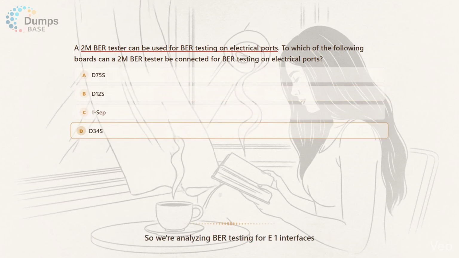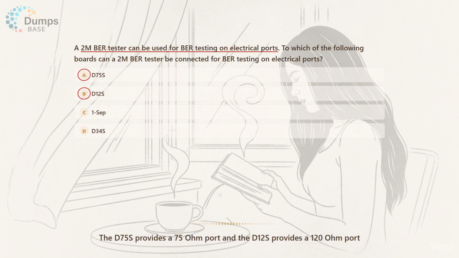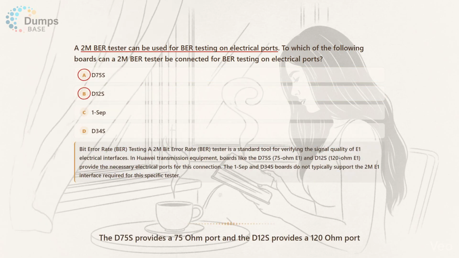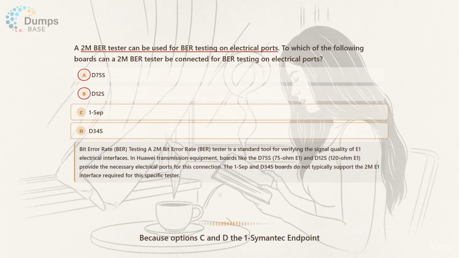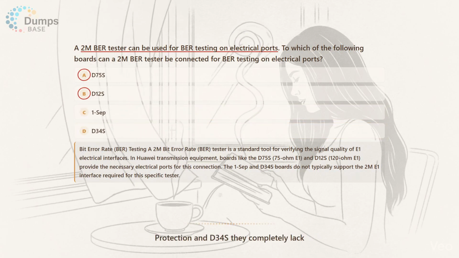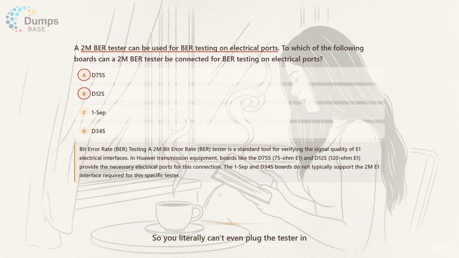So we're analyzing BER testing for E1 interfaces. The correct options are A and B. The D75S provides a 75 ohm port and the D12S provides a 120 ohm port. Wait, why not C or D? Because options C and D, the 1SEP and D34S, they completely lack 2ME1 interface support. So you literally can't even plug the tester in.